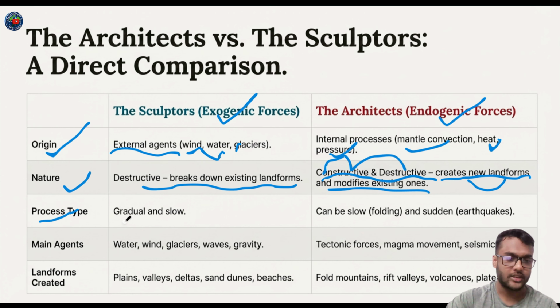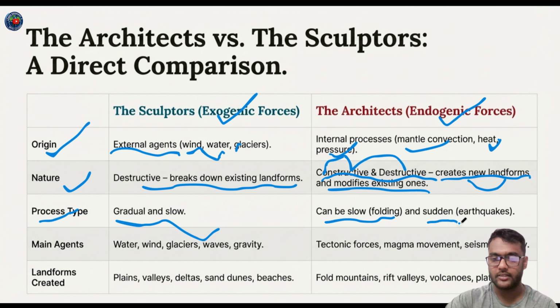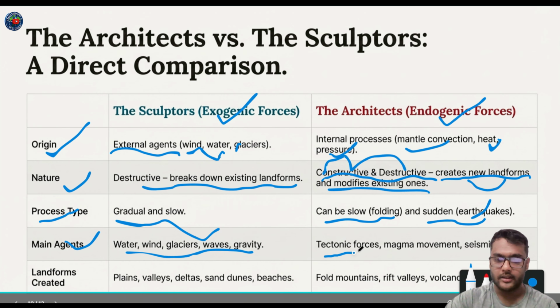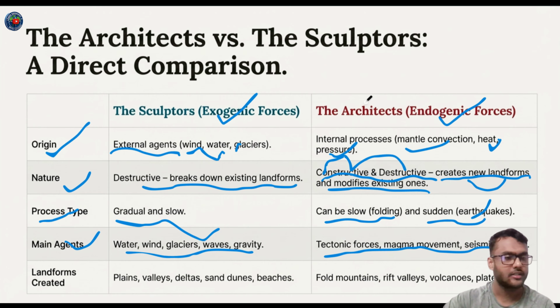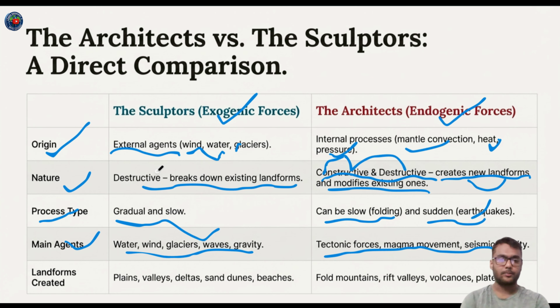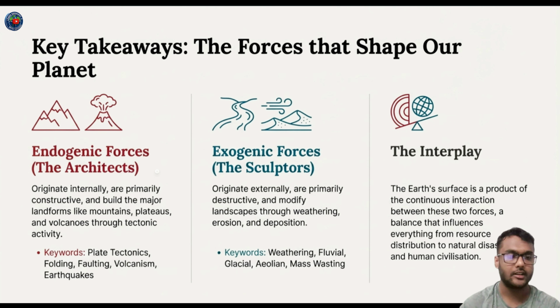Then in terms of process type, exogenic forces are gradual and slow, and endogenic forces can be slow, like folding, and sudden, for example earthquakes. Then main agents: water, wind, glaciers, waves and gravity. And tectonic forces, magma movement and seismic activity are the endogenic agents. Landforms created by exogenic forces: plains, valleys, deltas, sand dunes and beaches. Due to endogenic forces, fold mountains, rift valleys, volcanoes and plateaus are created.